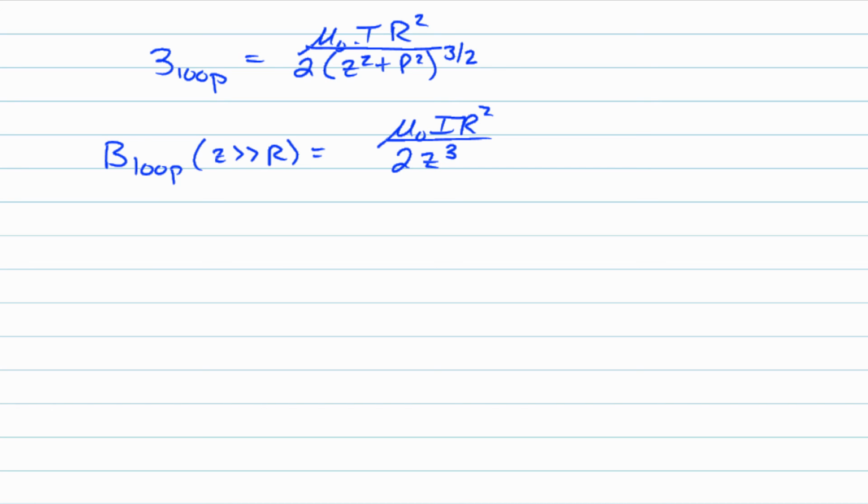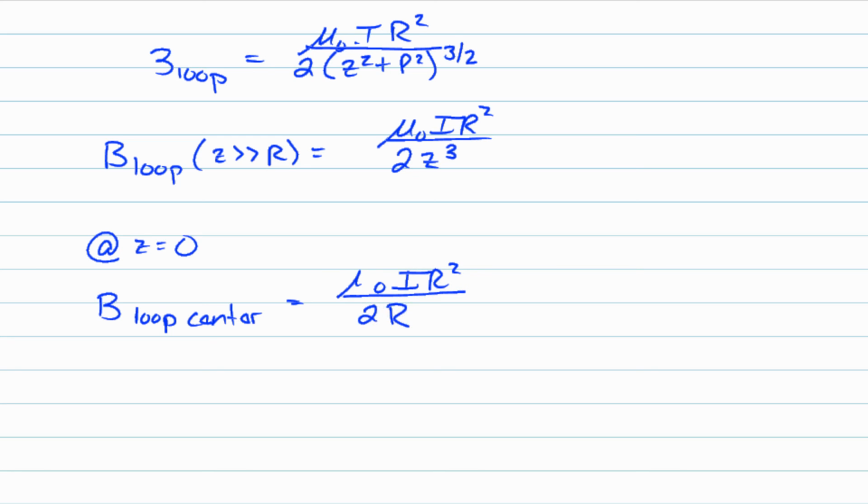If we evaluate this at z equals 0, so that would be the magnetic field at the loop center, and again, we're going back to the original loop equation, just evaluating it at z equals 0, that means the bottom part is all going to be determined by the radius, so that's R cubed. But we've got R on both top and bottom, so we can cancel some of these. So we get mu naught times the current divided by 2R.